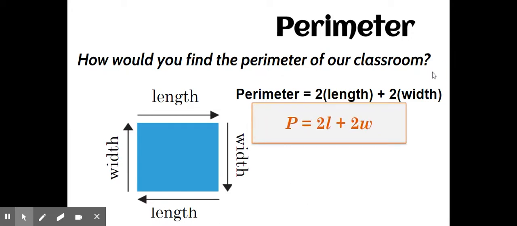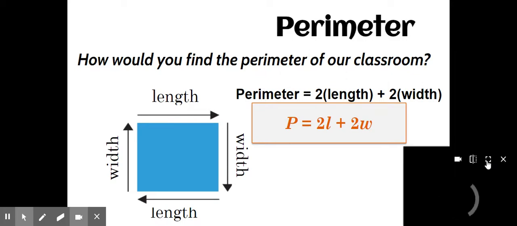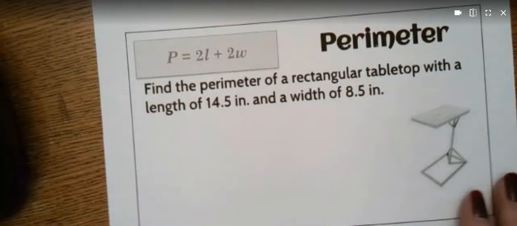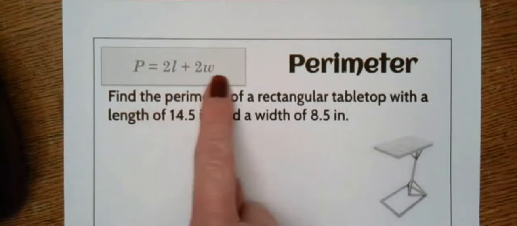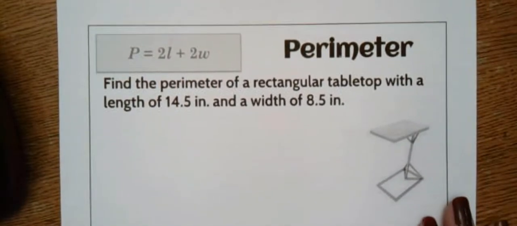The formula looks like this. Perimeter equals 2 times length plus 2 times W. Now, let's take a look at that formula and see if we can solve some problems involving it. Be sure that you have this formula written in your notes.